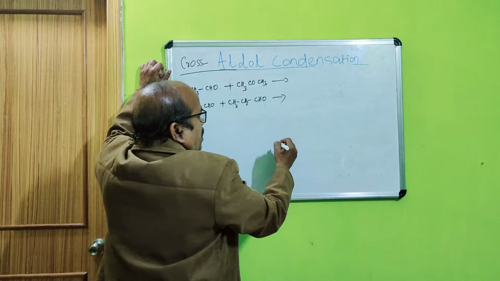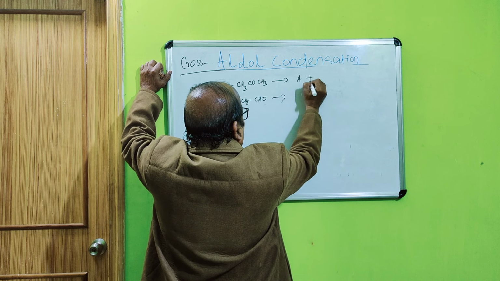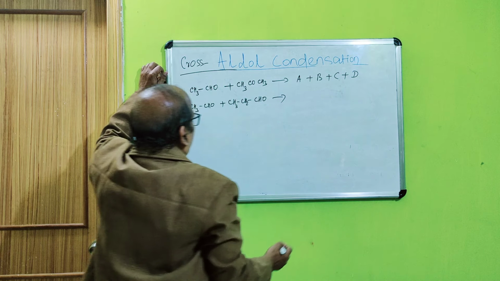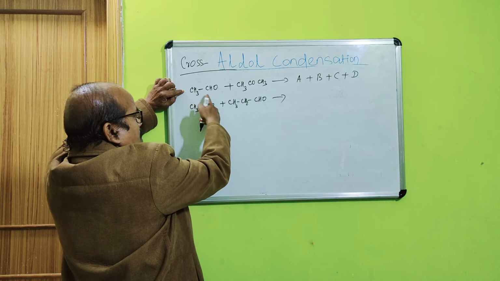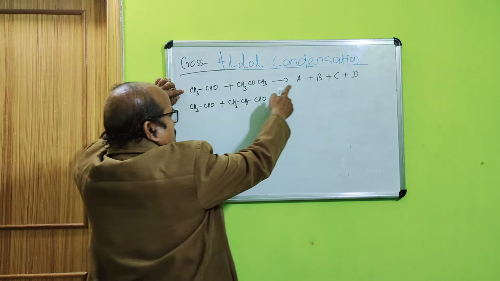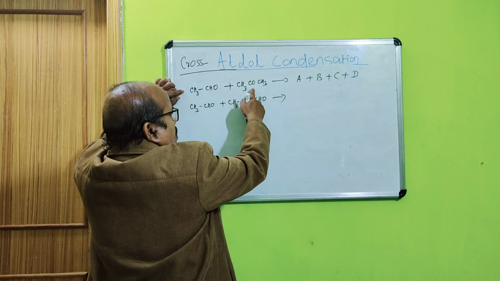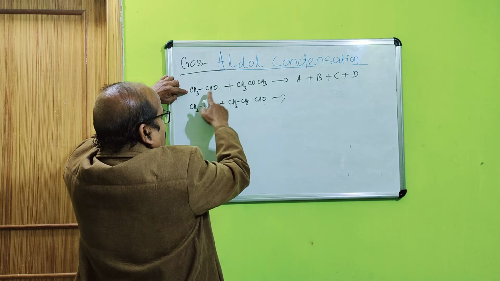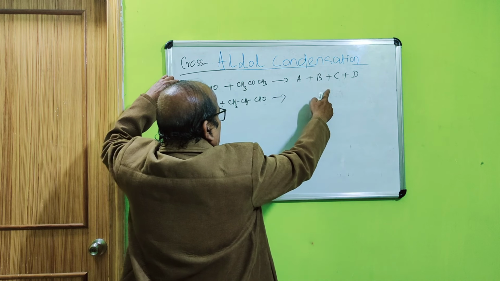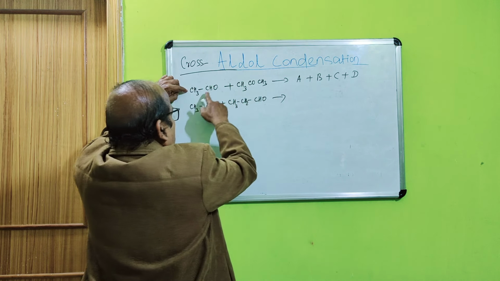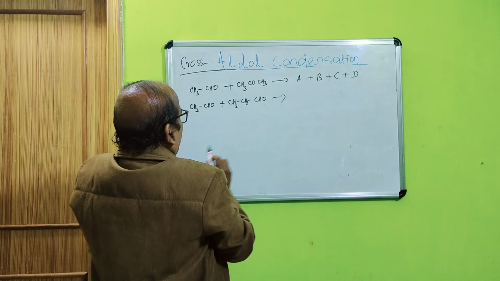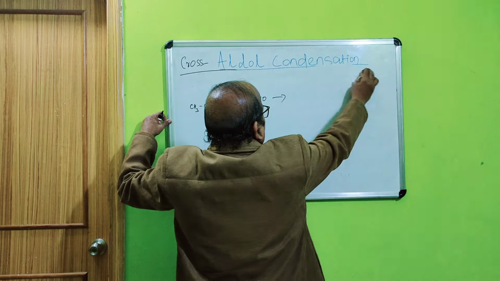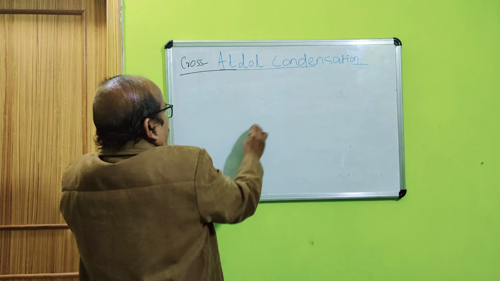The product will be A plus B plus C plus D. This compound will mix with this one, the product is A. This compound will mix with the same compound, the product is B. This compound will mix with this one, forming C. And this compound will mix with this one, forming D. Let me tell you the reaction details.